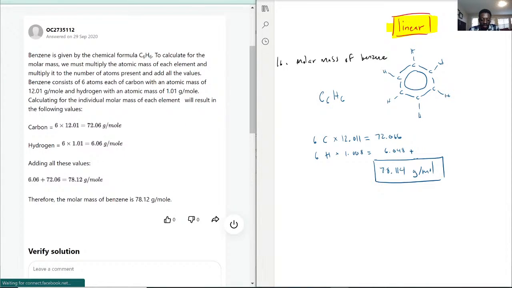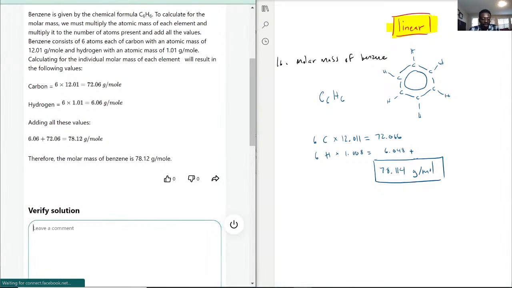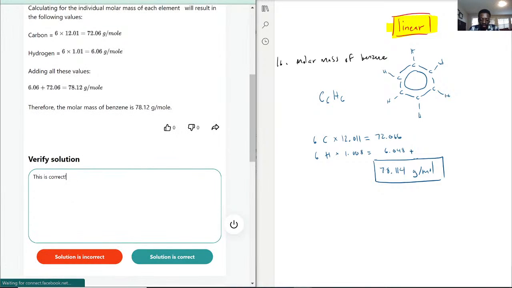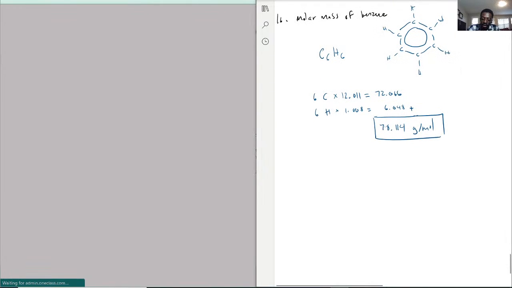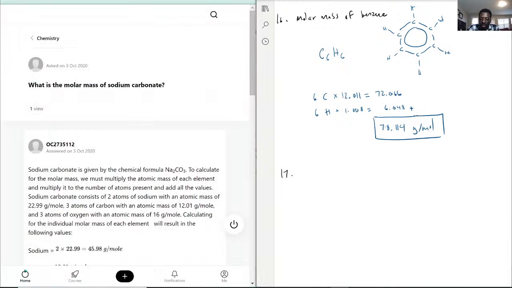And theirs is slightly different just because they had different values for carbon and hydrogen. But other than that, that is how you solve this question. Okay? And now, question 17.